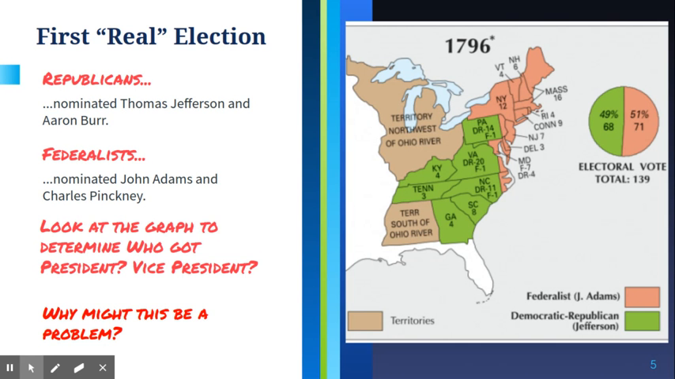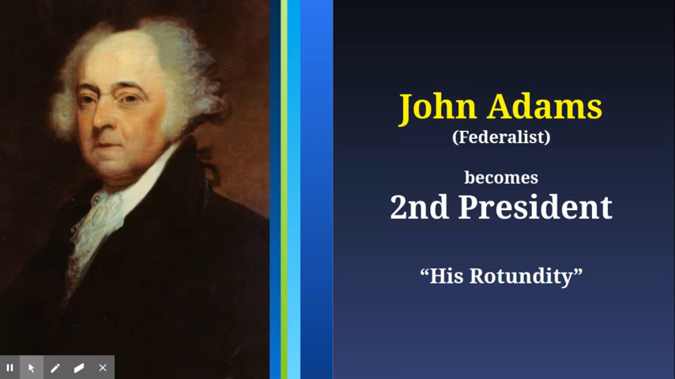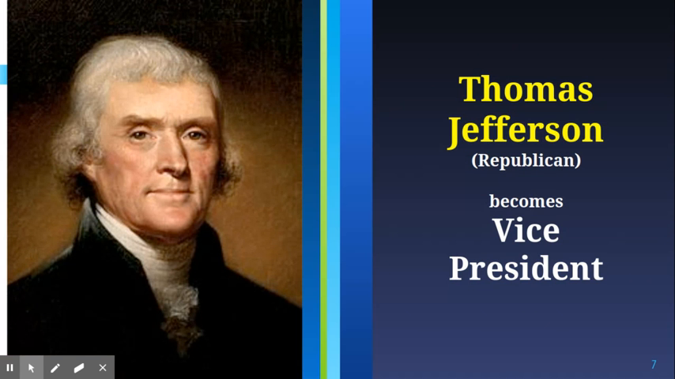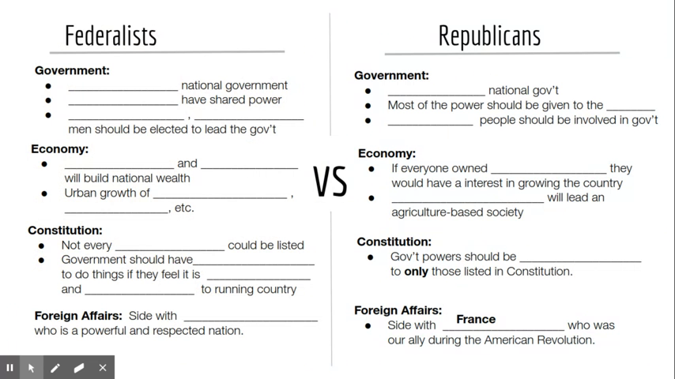And guess what? In 1796, it was the same exact problem. It was a problem because nobody wanted to communicate. Nobody wanted to work together. The Republicans had a different mentality of how the country should go, and the Federalists had a different mentality of how the country should go, and they weren't willing to meet in the middle. So John Adams, who was known as His Rotundity because he was short and round, becomes the second president of the United States. And then Thomas Jefferson becomes the vice president. Spoiler alert, he eventually becomes president of the United States.